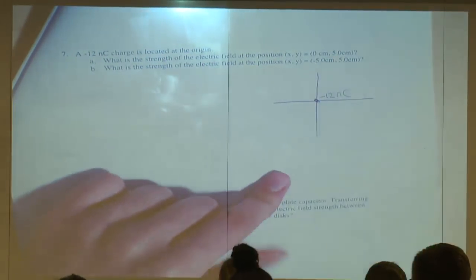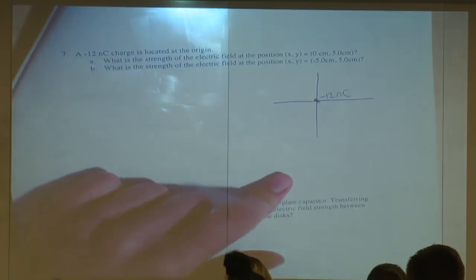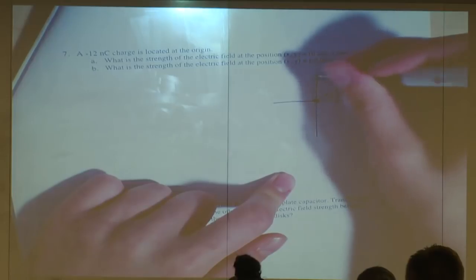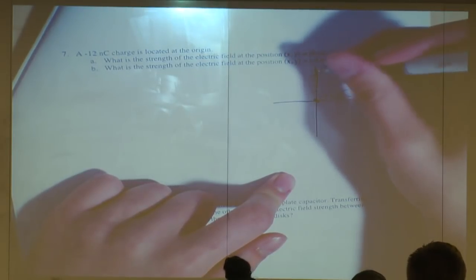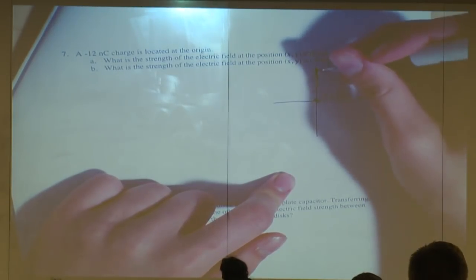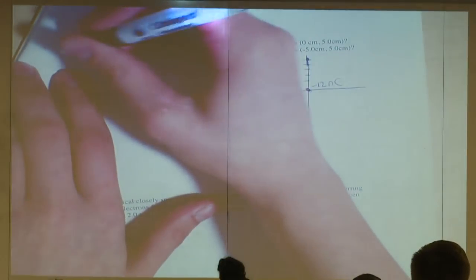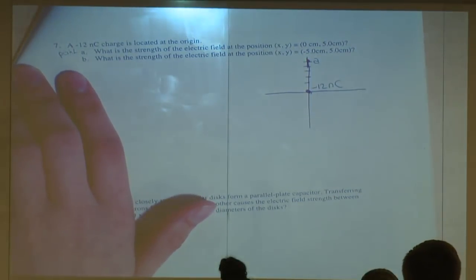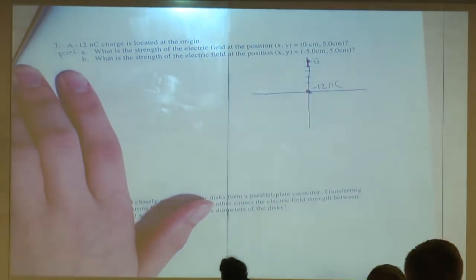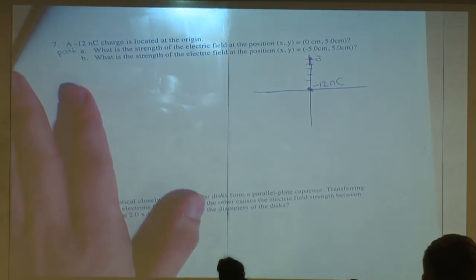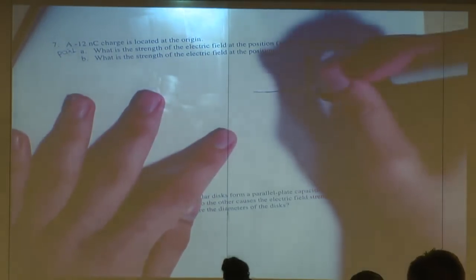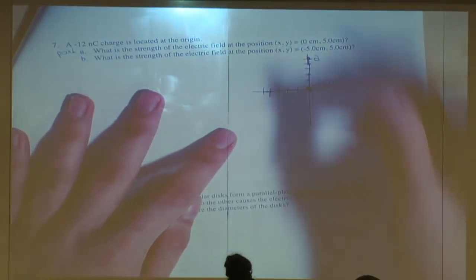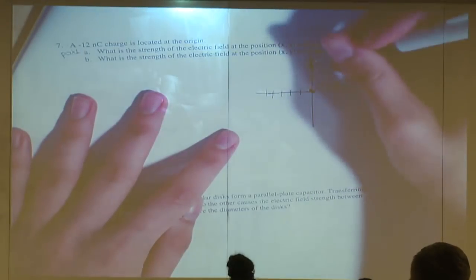If you guys remember how to graph things, it's probably been a while since you've done that actually. So it's going to be 0 and then up 5. So 1, 2, 3, 4, 5. So we'll call this point A. Okay, and then we'll go ahead and draw the point for point B too. So it says, what is the strength of the electric field at the position negative 5, 5? So it's going to be negative 1, 2, 3, 4, 5, and then up 5. So it's going to be right about here.